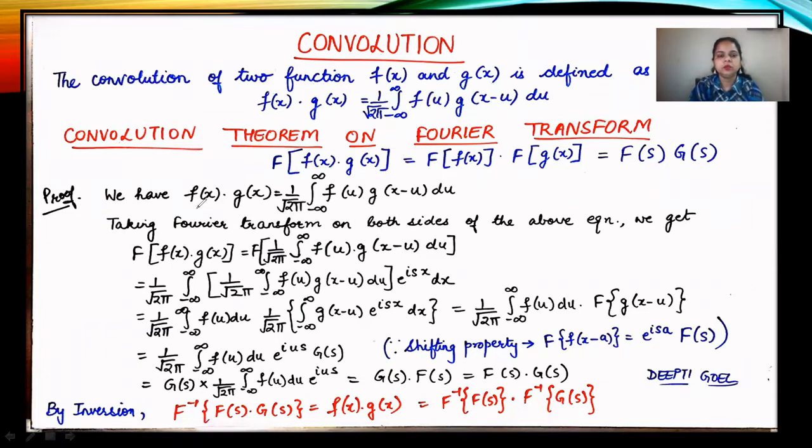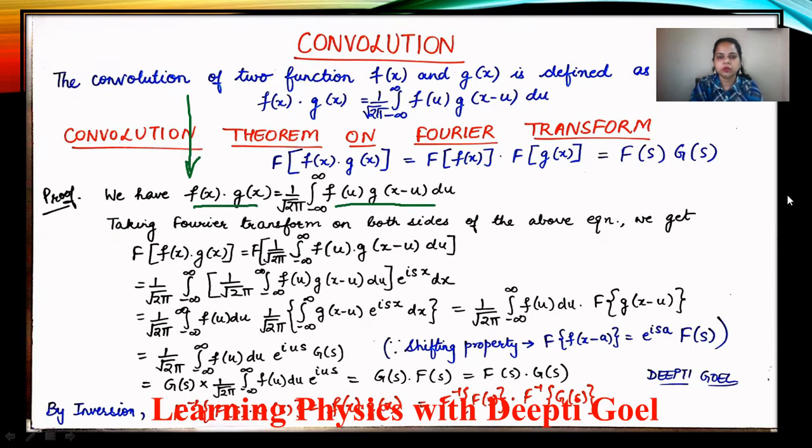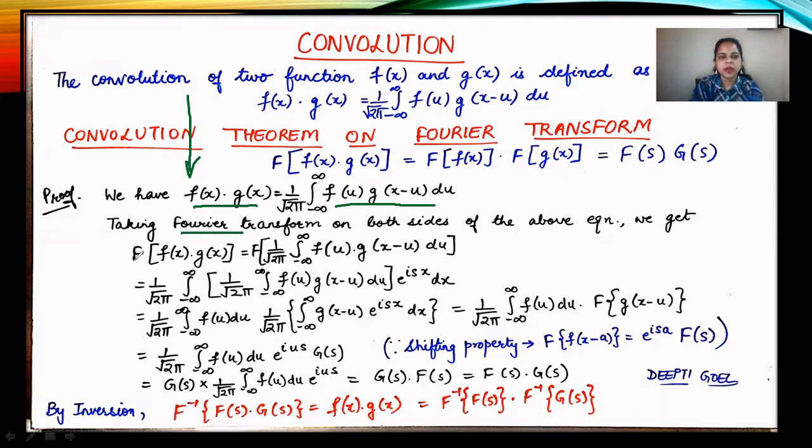So let us see the proof of the convolution theorem. We have already defined that the convolution of the two functions is given by the equation f of x convolved with g of x is equal to 1 by root 2 pi integral minus infinity to infinity f of u into g of x minus u into du. Now what shall we do? We shall take the Fourier transform on both sides of the above equation. When we apply the Fourier transform on both sides, we get this type of equation.